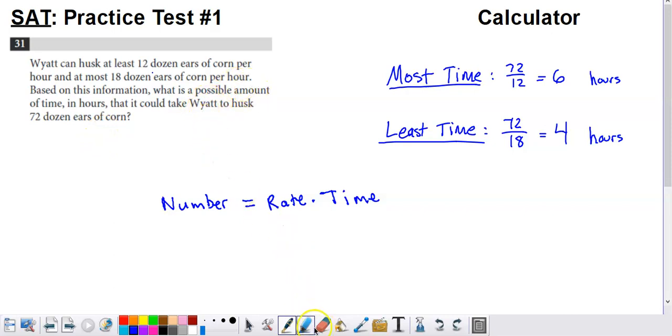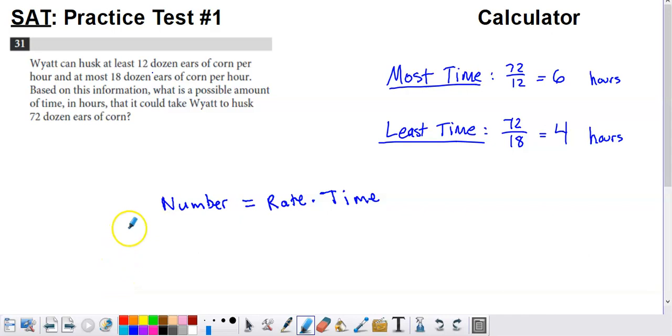Now, the one thing that you will notice here is that the units match up. You'd have to be careful with this, right? It's 12 dozen, 18 dozen, 72 dozen. So we don't have to do any converting between the rates being given in dozen ears of corn per hour and this just being in ears of corn, or vice versa. Everything is being measured in dozen ears of corn. So that's something that we don't have to really consider in this case.